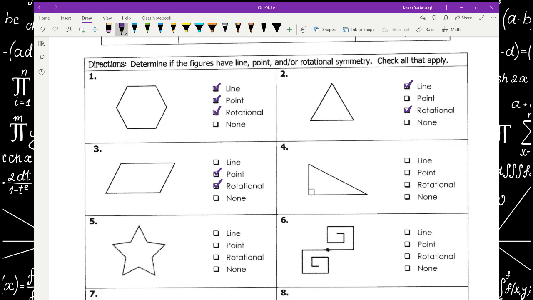So let's look at number 4. So number 4 here, we got this right triangle. Does it have line symmetry? No, none of these lines are the same. So no line symmetry. Is it the same upside down? No, no point symmetry then. Is there any repeating or pattern? Nope. No rotational. So the answer is none.